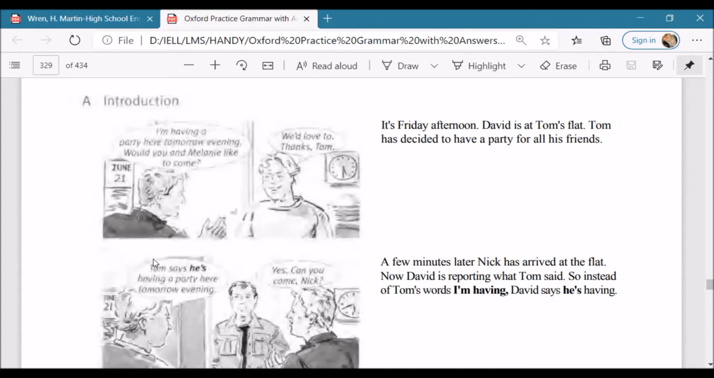So he would say, Tom says he is having a party here tomorrow morning. If he had said Tom says, I'm having a party here, it would have been ambiguous, because the I could be referring to either Tom or David. So it would have been ambiguous and unclear where the party exactly is. So when you don't have to invite anybody, you can use this technique. But when you really have to invite someone, you have to be clear with pronouns. So instead of I'm having, you would say he's having.